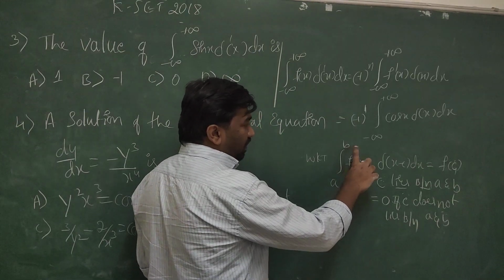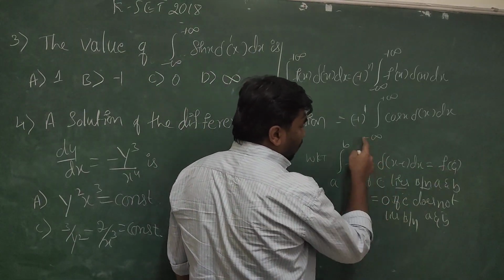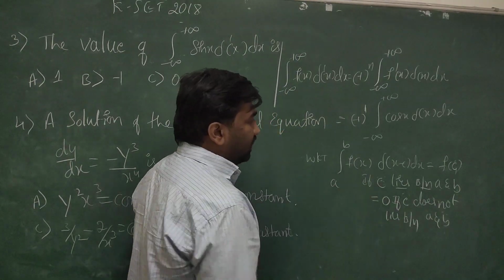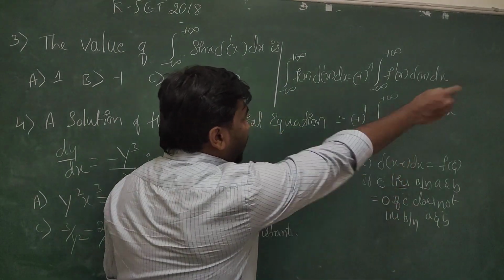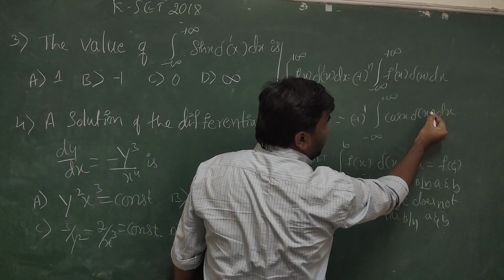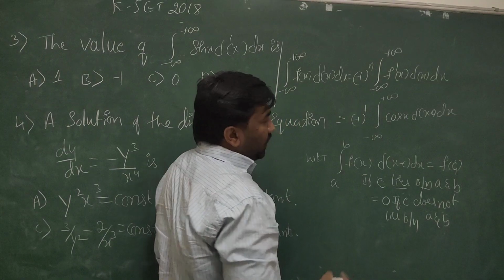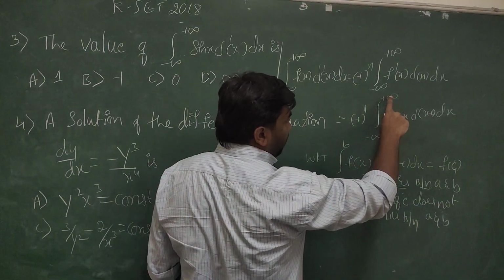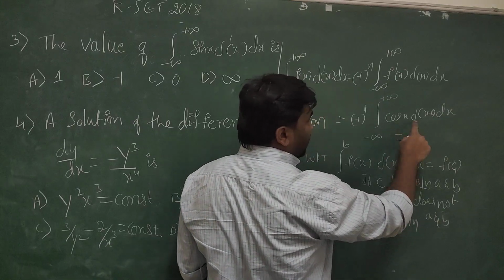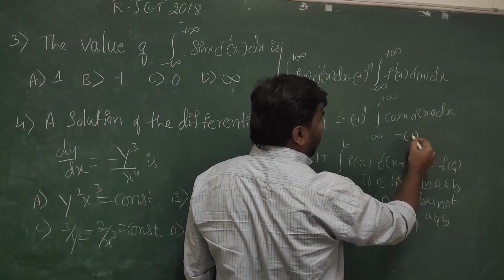Okay, so in between a and b, if there is no c, the value of this integral is equal to 0. Okay, so now let us apply this condition. So here if there is no term, it means definitely there is a 0. And 0 also lies between minus infinity to plus infinity. So therefore the value of this integral is minus 1 power 1.